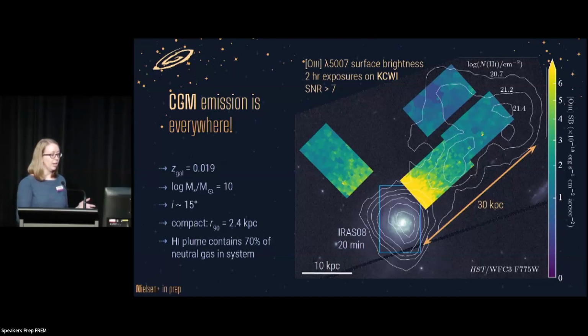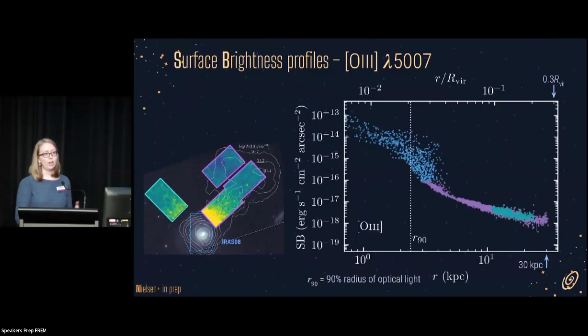But we can start to look at things like the surface brightness profile. So how does this gas change as it moves away from the galaxy? So this plot shows the surface brightness of O3 as a function of distance from the galaxy, all the way out to 30 kiloparsecs. The different point colors, so the blues show you the gas that is more associated with the galaxy itself, so the disk, going out to about a couple times the 90% radius of optical light, so that's the R90 value here.